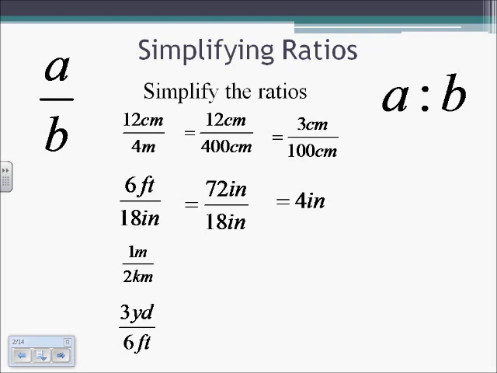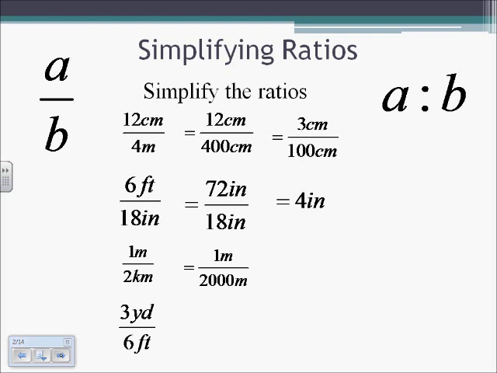The next one, meters and kilometers. We have kilometers being larger than meters. There are 1,000 meters in 1 kilometer. Therefore I will take my 2 and multiply it by 1,000. I'll end up with a ratio of 1 meter over 2,000 meters, and that is simplified, 1 to 2,000.